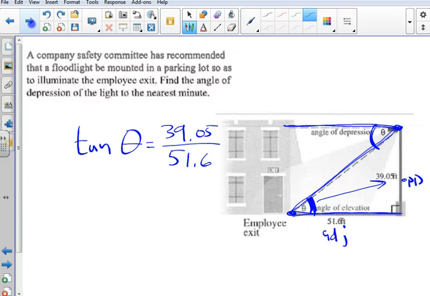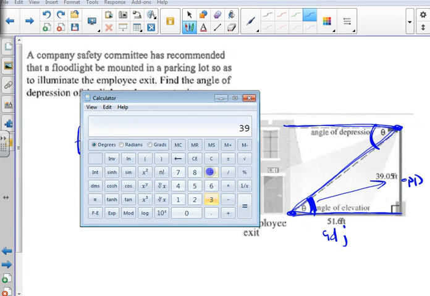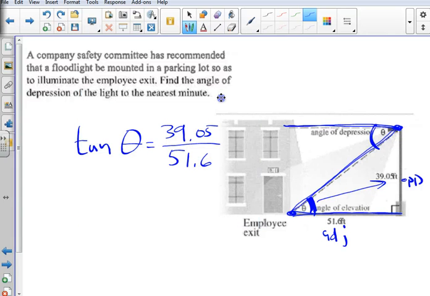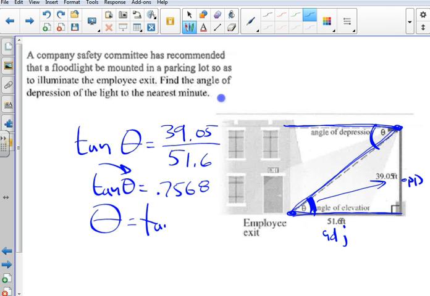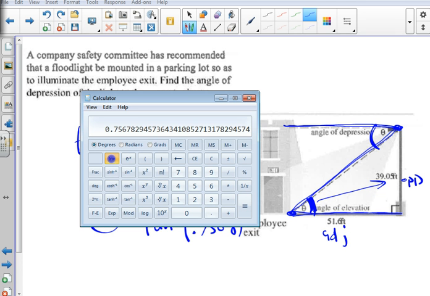And so I find that number first. 39.05 divided by 51.6 equals 0.7568. So 0.7568 roughly is equal to the tangent of theta. Remember, if we're missing the angle, what's the next step? To find the angle, we do the inverse tangent of that number. Now that number is already sitting up in my calculator, so all I have to do is hit inverse tangent, and I'm there. 37.1.